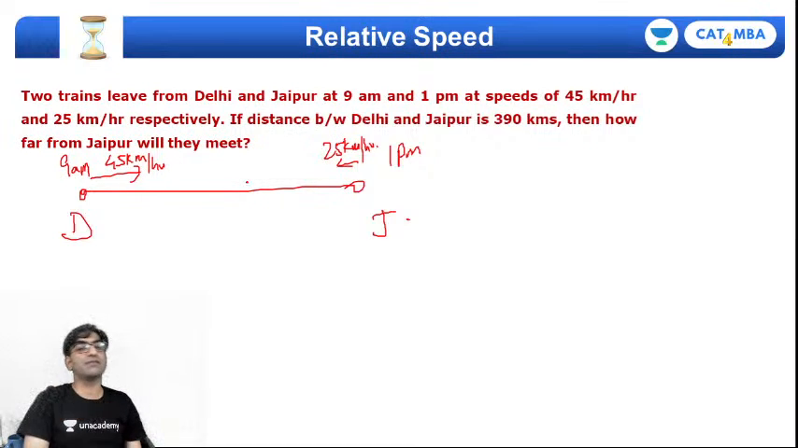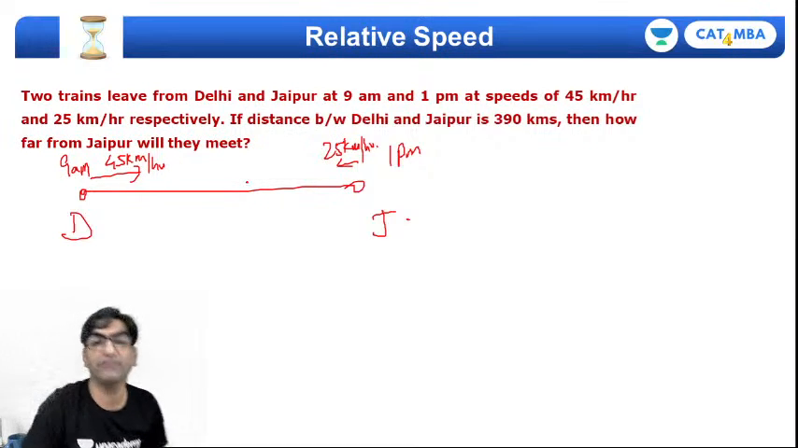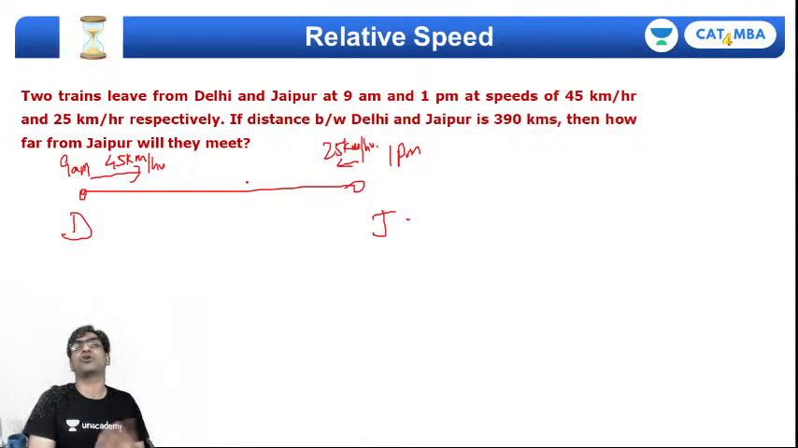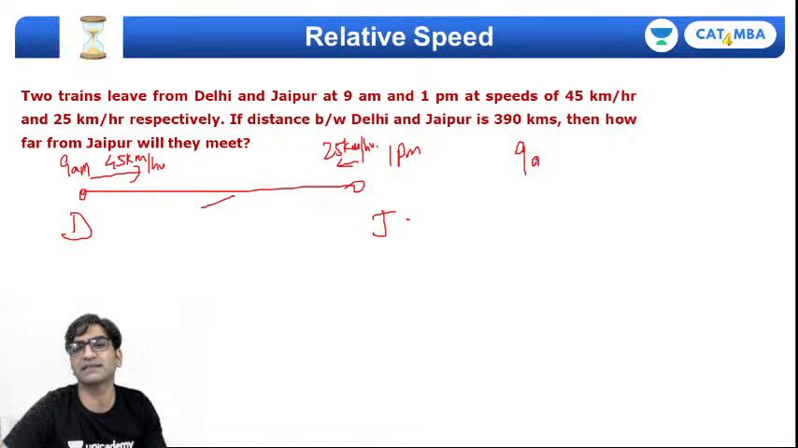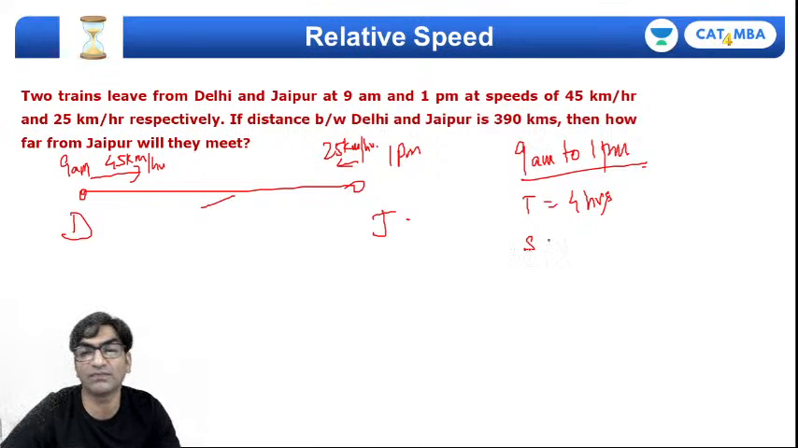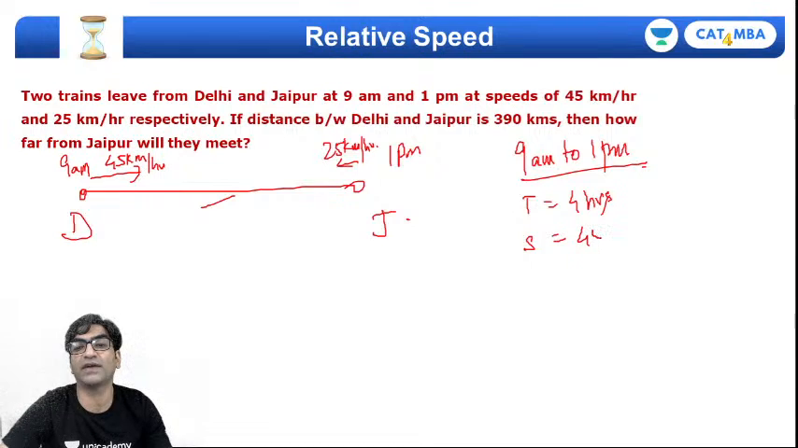Right? Now the trick to remember is that till 1 p.m. the second train from Jaipur is not moving, right? So don't need to use relative speed at all. So what I will do is let's consider 9 a.m. to 1 p.m. as a separate segment, which is like a segment of 4 hours, right? In these 4 hours, the train will travel at a speed of 45 kilometers per hour, which means what distance will it cover? 45 into 4, that's 180 kilometers.